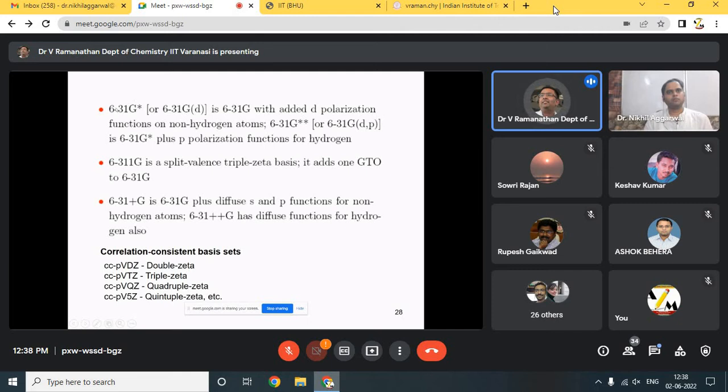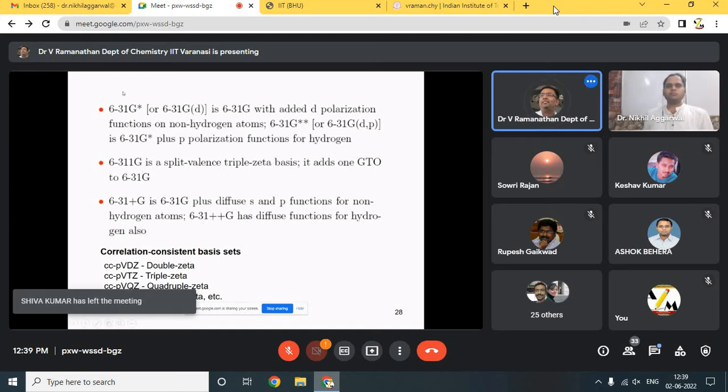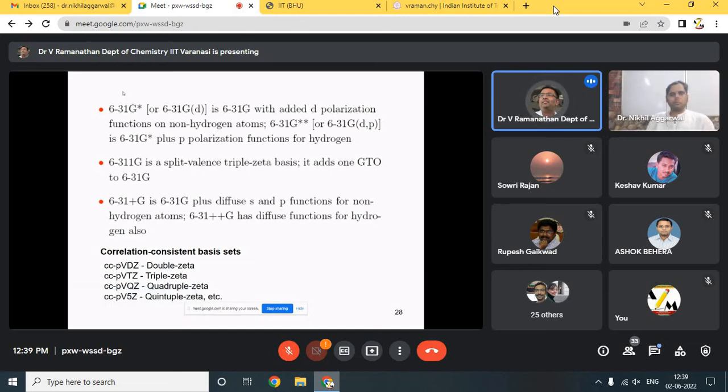This 3-1 can further be split into 3-1-1. This is called a split valence triple zeta basis set, which adds 1 Gaussian type orbital to 6-31G, right? These are some basics I'm trying to explain to you because if you understand the terminology at this stage, it will become easier when you handle the software yourself and come across other abbreviations like this. What I have not introduced is the Dunning basis set, which is shown below. Here CC means correlation consistent.